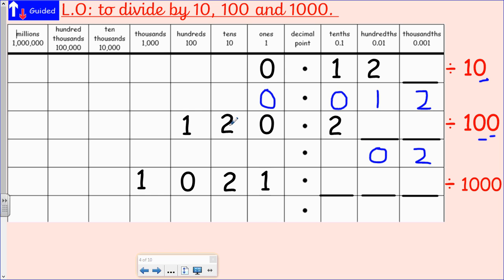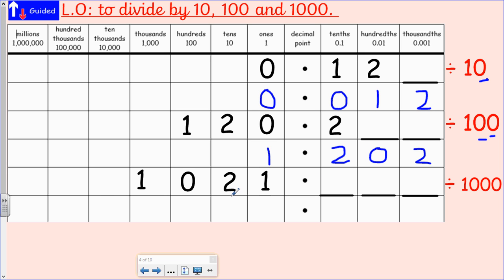The 2 from the tens jumps into the tenths column. And from the hundreds, we just follow over, and we're into the ones column. So 1.202. Make sure you've moved that 0.